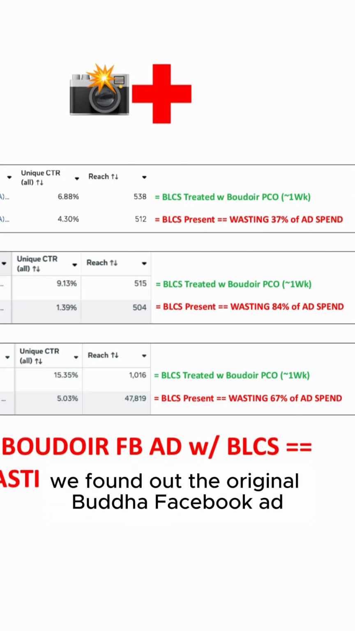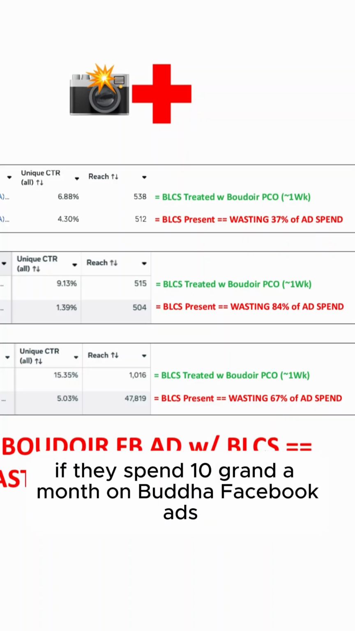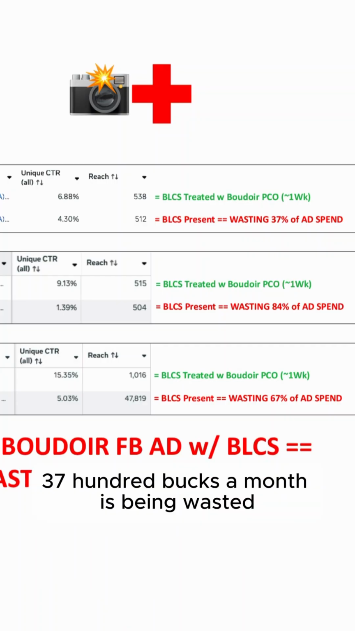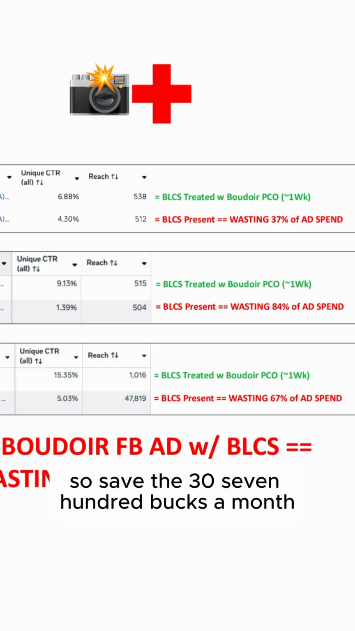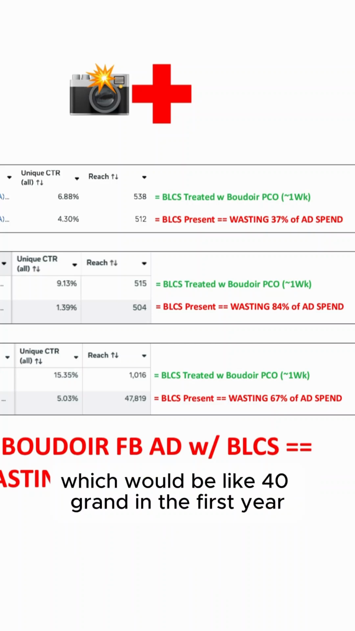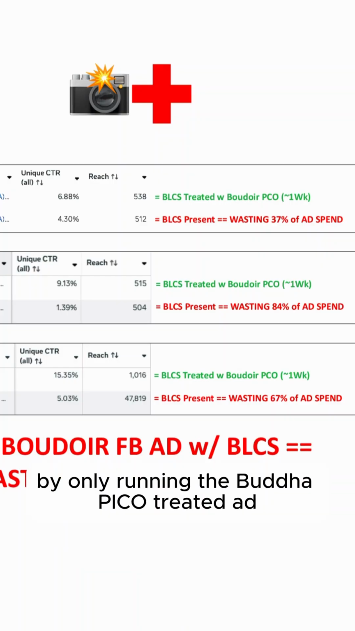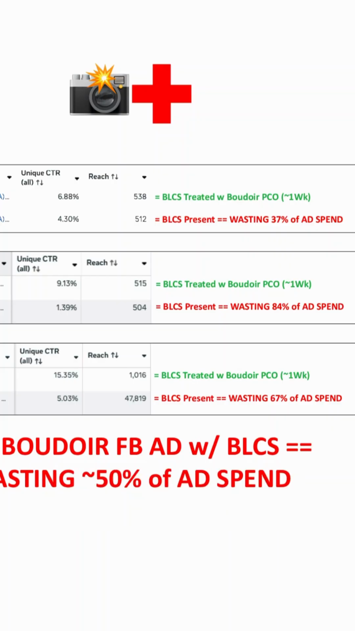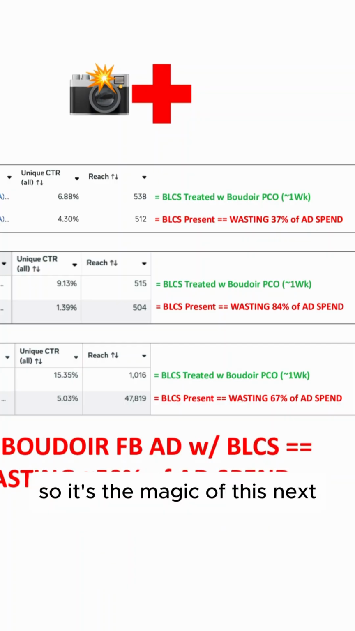So that means we found out the original Boudoir Facebook ad with BLCS was wasting 37% of their ad spend. So if they're spending 10 grand a month on Boudoir Facebook ads, then we know that $3,700 a month is being wasted. So we can cut that wasted spend out instantly and save the $3,700 a month, which would be like 40 grand in the first year. That'd be kind of like a phantom profit by only running the Boudoir Pico treated ad. We can run that at only $6,300 a month, but get our ad into the same number of women's brains as the original running at 10 grand a month. So that's the magic of this.